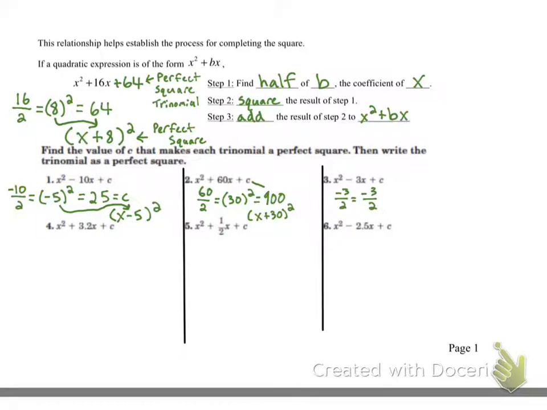Number 3, we have fractions. Take negative 3, divide it by 2. Well, that just gives you negative 3 halves. Our next step, we square it. That gives you negative 3 squared is 9, 2 squared is 4, so c is 9/4. Same rules apply. To get our perfect square, you just take negative 3 halves, which is what you got when you divided by 2, and you plug that into the binomial. So it'll be x minus 3 halves squared.